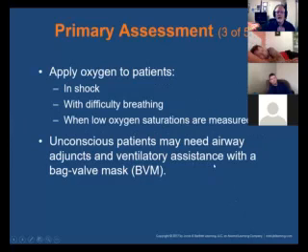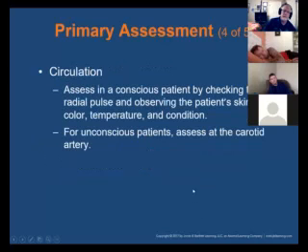And unconscious patients or patients with difficulty breathing and signs of poor perfusion, if they have a problem with their rate, depth, rhythm of respirations, we need to bag assist them. That's positive pressure ventilation, assisted ventilations with the bag valve mask. And we talked about that bad boy earlier. You've used one, right? What do you mean talked about it?